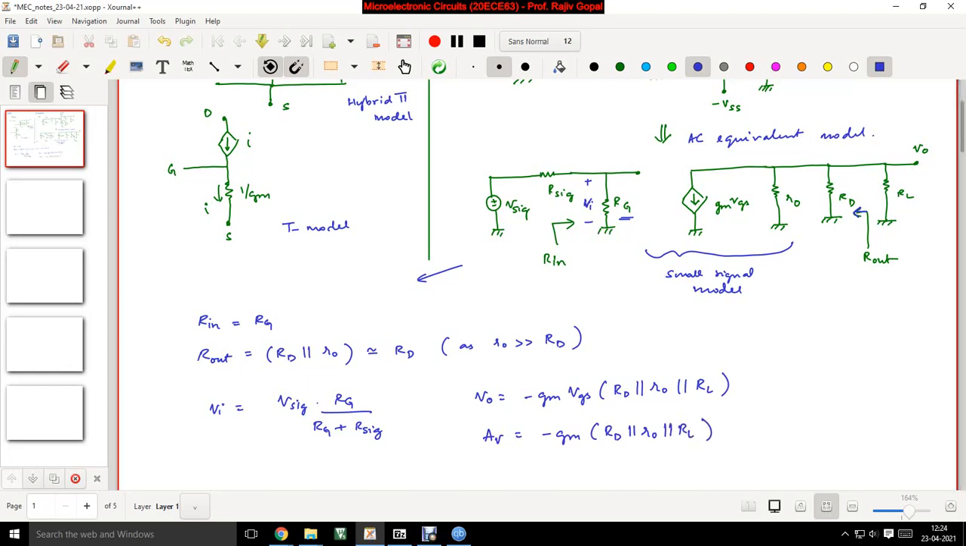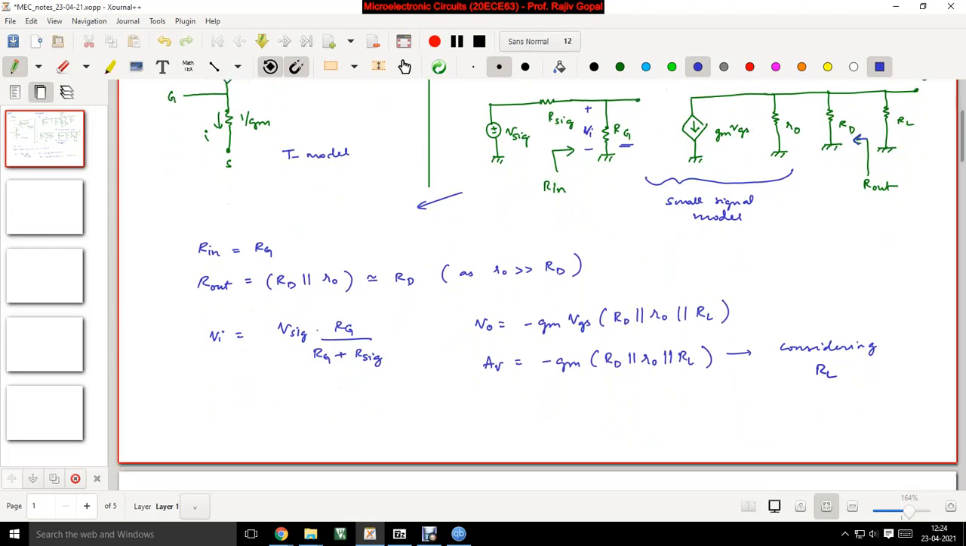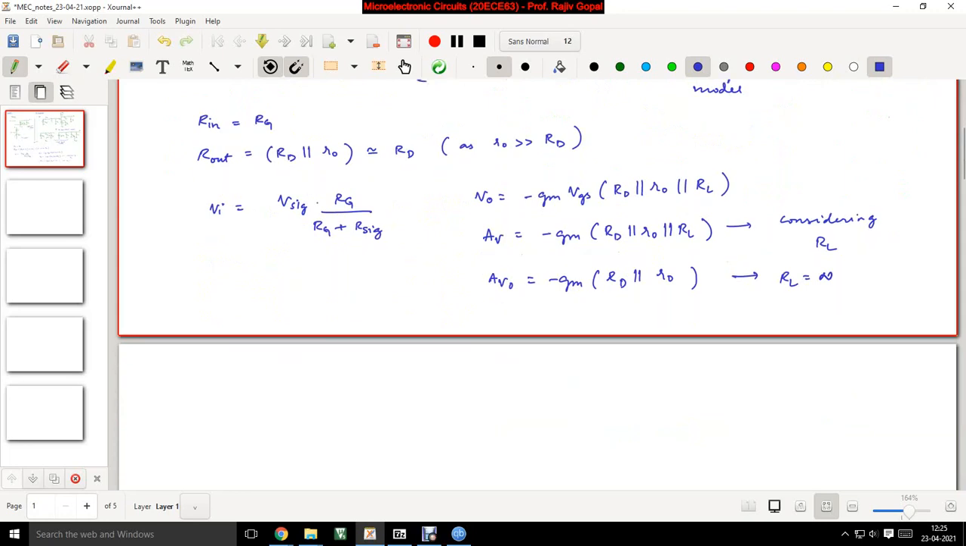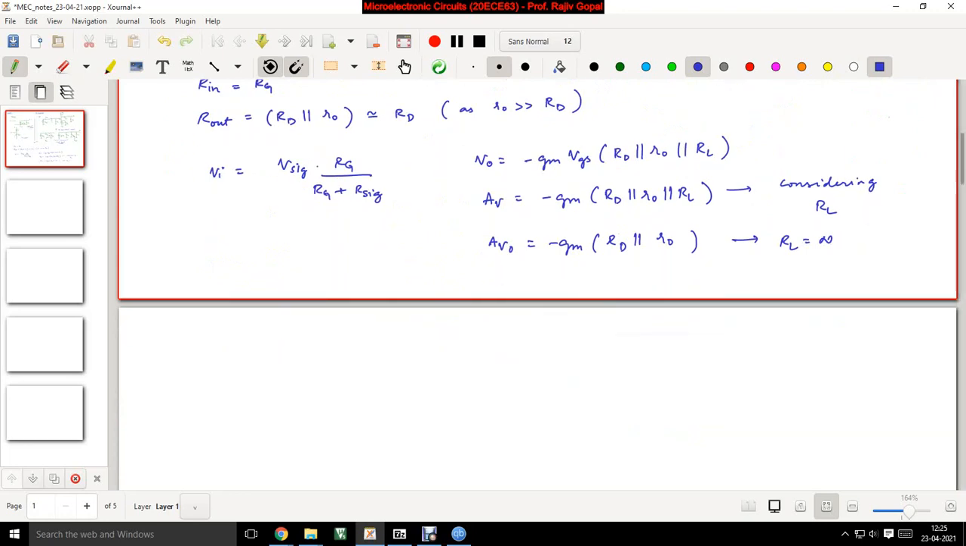So this is considering RL. If I don't want to consider RL, I will get Av0, that is simply minus gm times RD parallel r0. Here RL is defined. Now this is the voltage gain of the amplifier, and then the overall voltage gain.